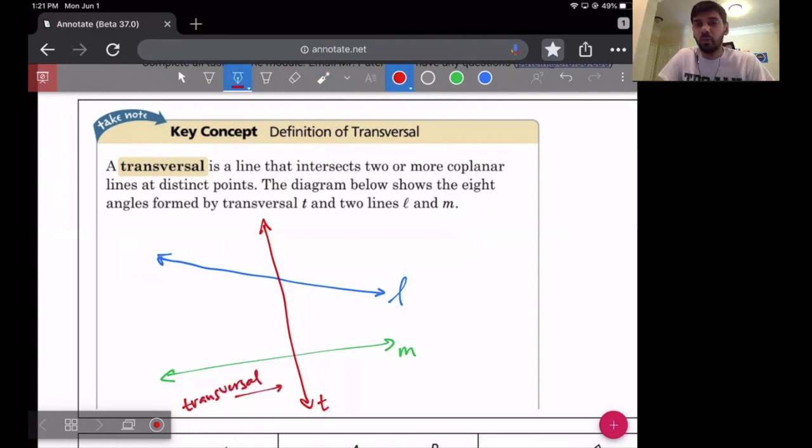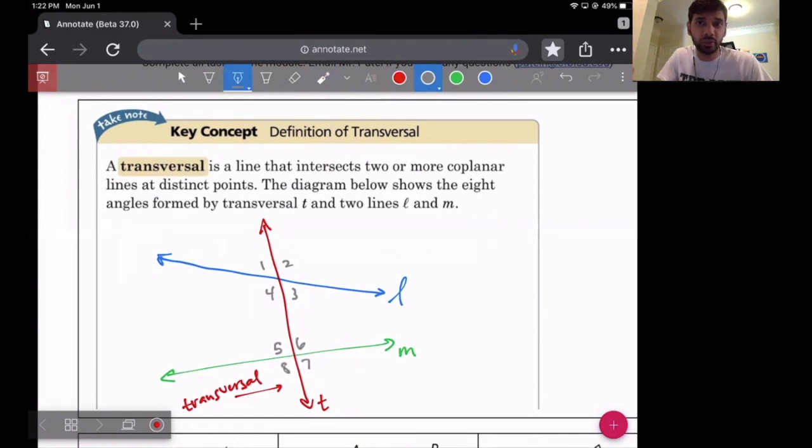Okay, so when a transversal cuts across two other lines, it forms a total of 8 angles. And you can kind of see those here. I'm going to label them like this, 1, 2, 3, 4. And then if you go to the other intersection, 5, 6, 7, 8. So 8 angles are formed here.